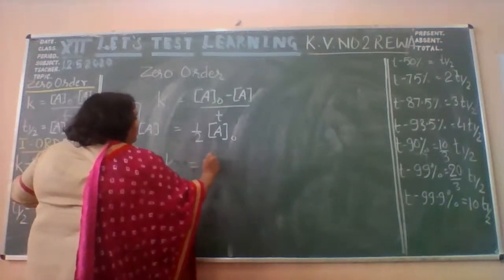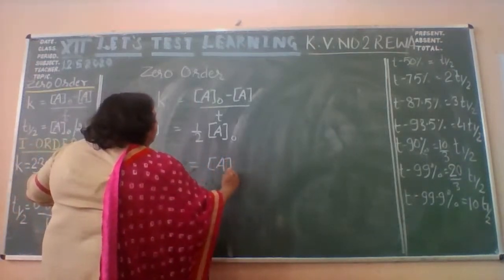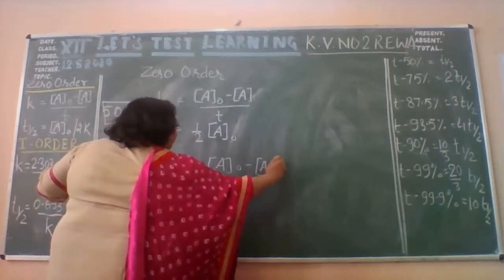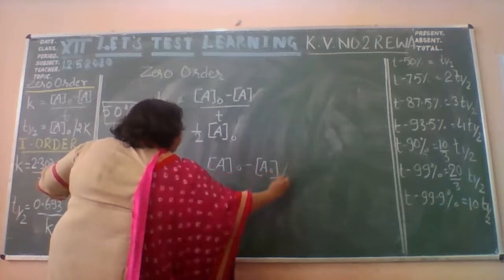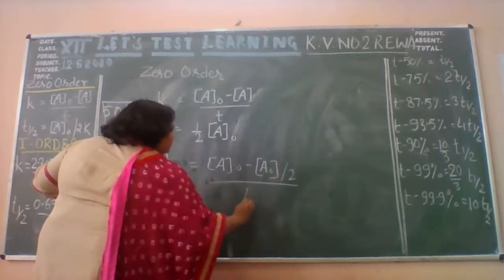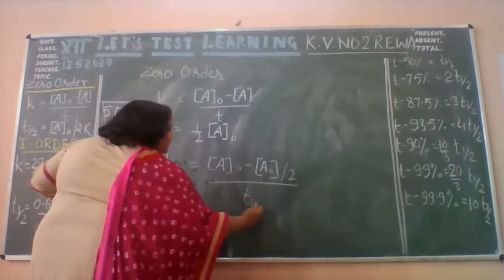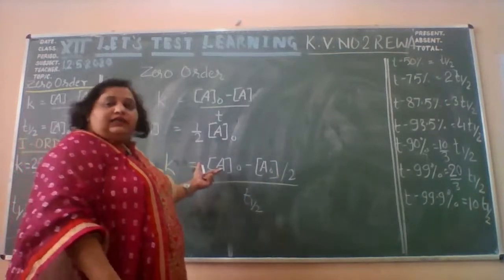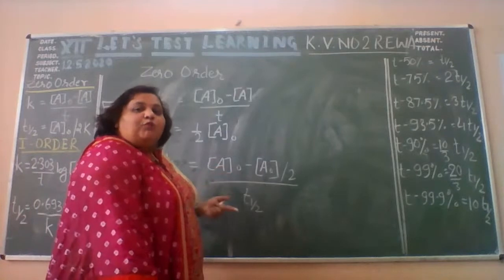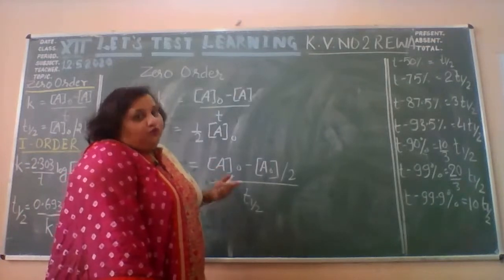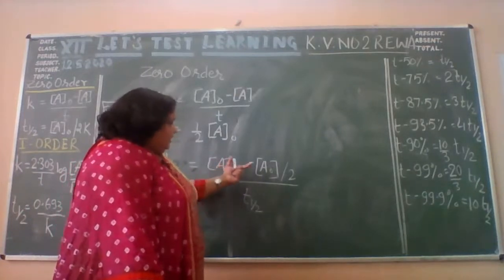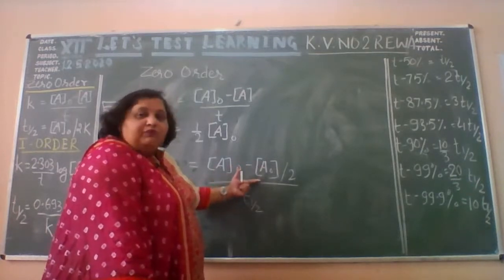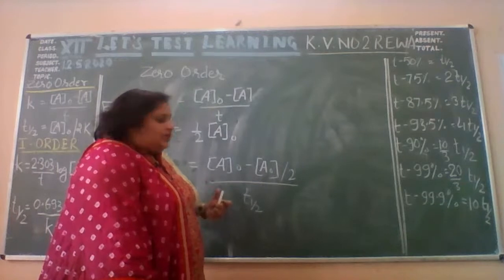k is equal to a naught minus a naught by 2. It's as simple as 10 minus 5. Initially 10, at half-life how much will be the concentration? 5, right? 10 minus 5, what is left here? 5, that is again 1 by 2 of the initial concentration.